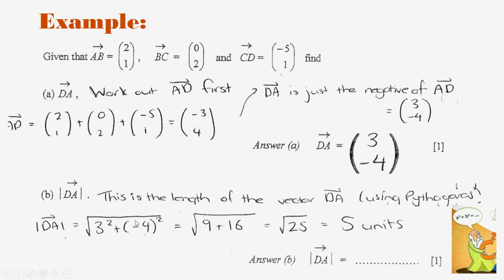3 squared equals 9. Sorry, I got hair on my mouth. And negative 4 times negative 4 is positive 16. 9 plus 16 is 25. Square root of 25 is 5 units. And the reason why I bothered to write 5 units is because we're talking about a magnitude, which is a length. Whereas if we're talking about a coordinate, you don't write units.